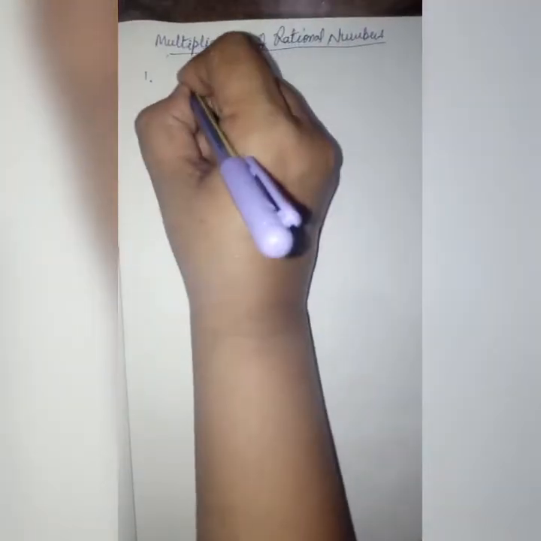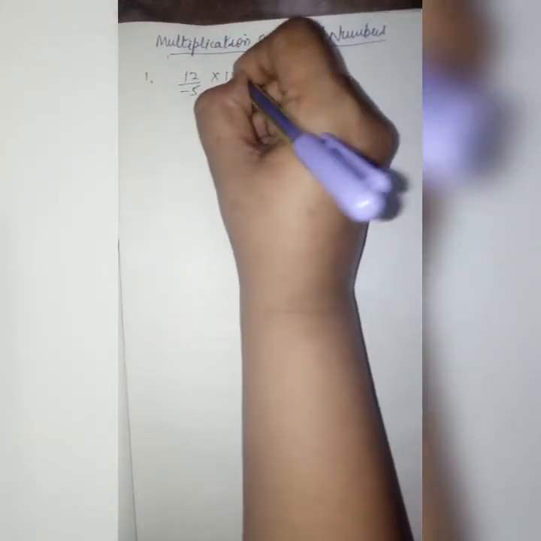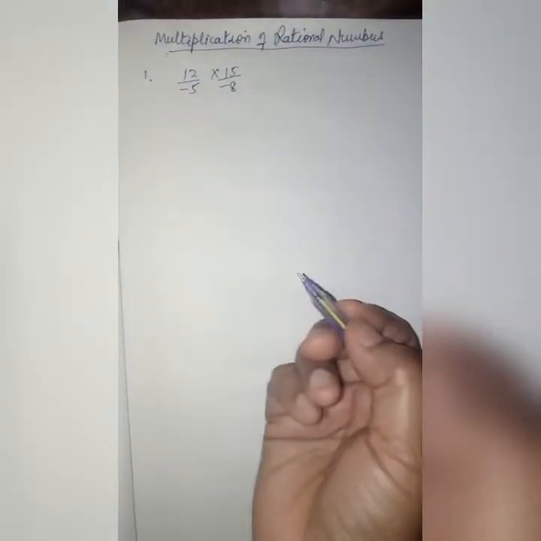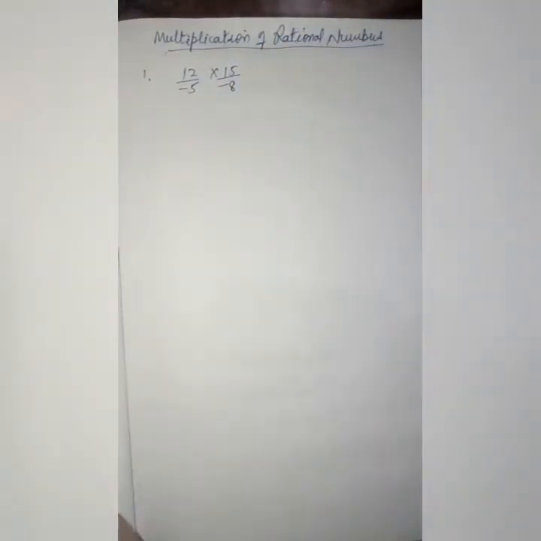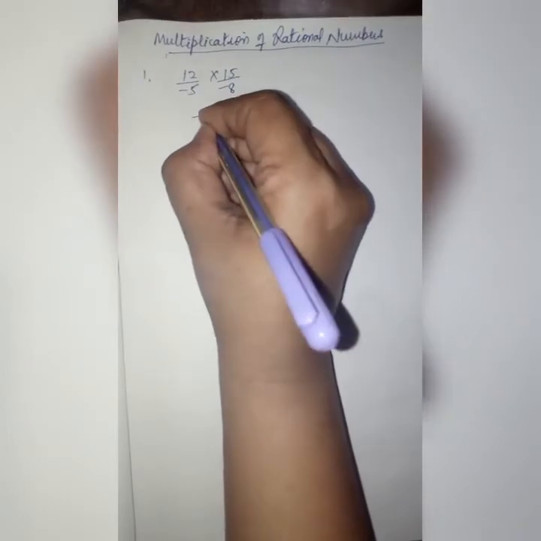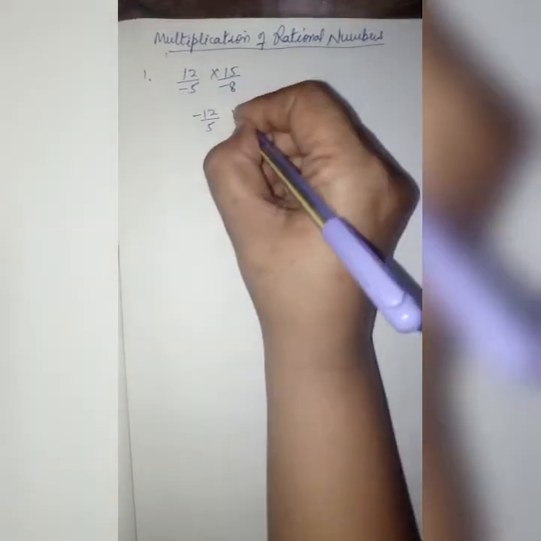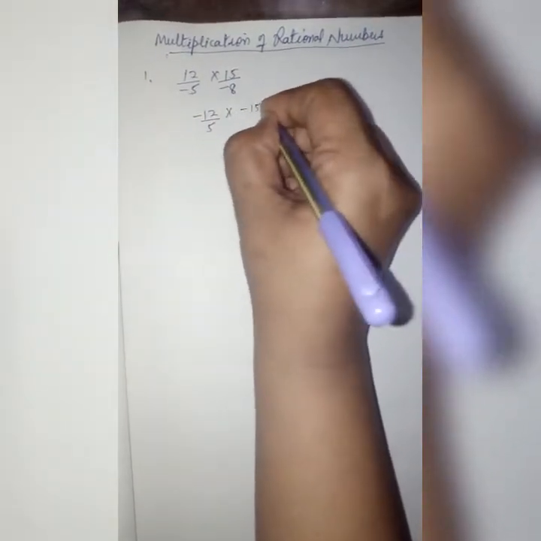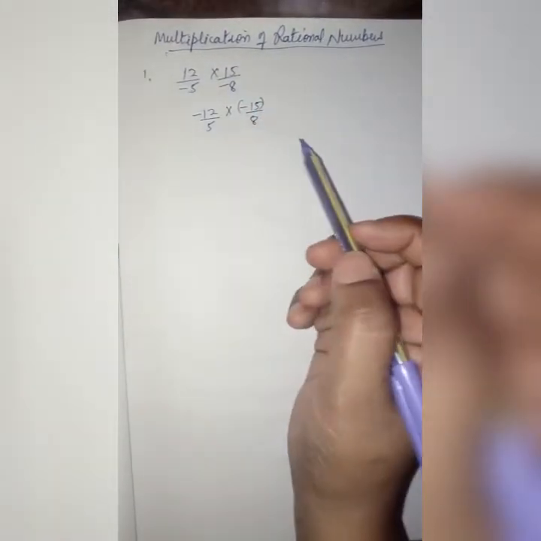Here I am taking one example. See, 12 upon minus 5 into 15 upon minus 8. So when you multiply two or more rational numbers, always remember, first you write the numbers in standard form. When you write the numbers in standard form, it will become minus 12 upon 5 and minus 15 upon 8. Now after this you will multiply.